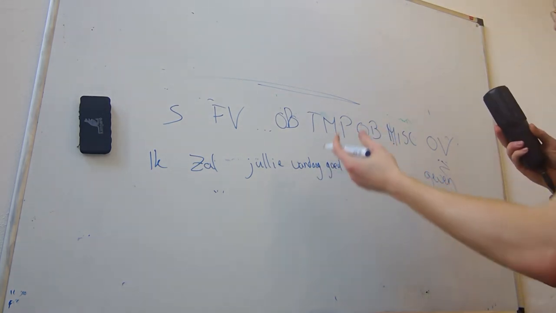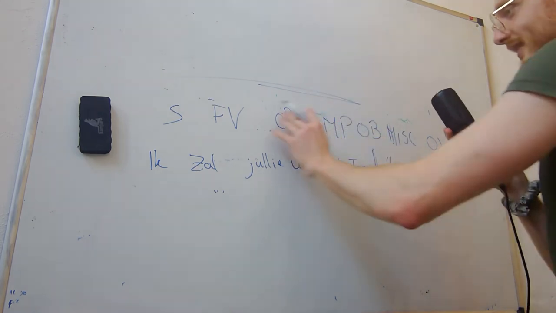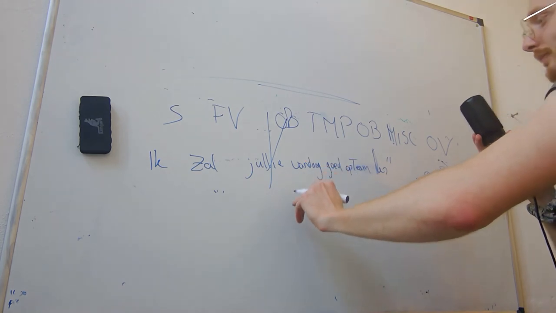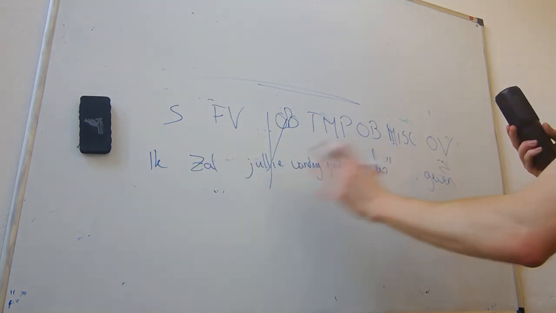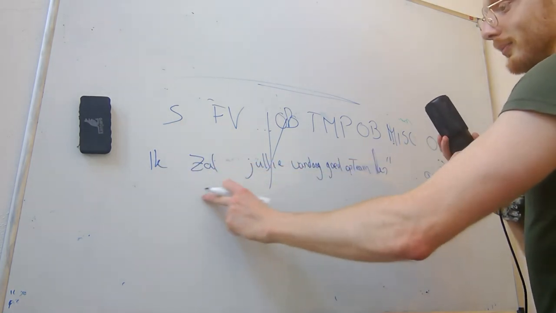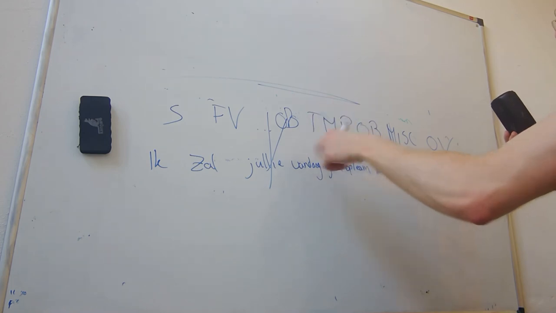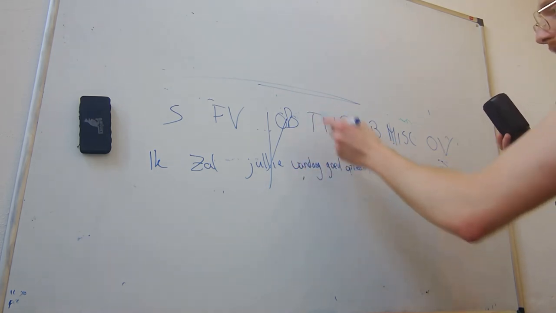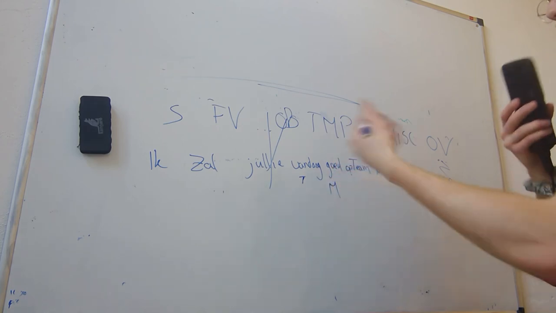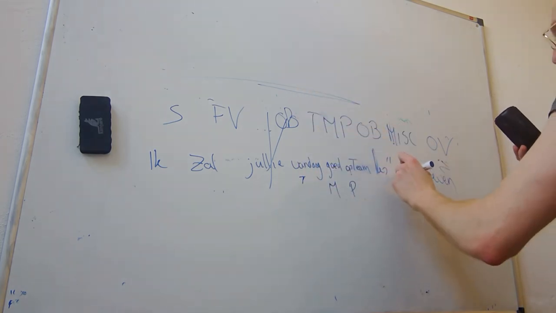So this is the general structure of a sentence. You can ignore this part for now. Just think of it like this at the moment. You first have a subject, then you have your verb that you conjugate, so zullen here. Then you have all the adverbs: time adverbs first, then manner adverbs, like how you are doing things, then place adverbs, like where you are doing things. And then you have stuff.